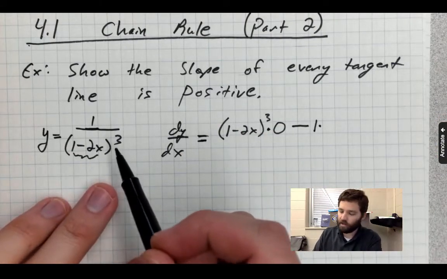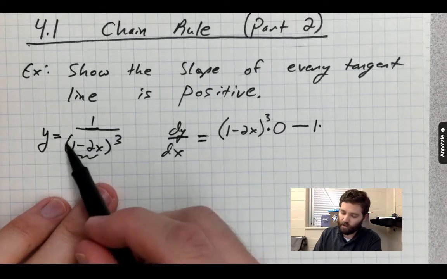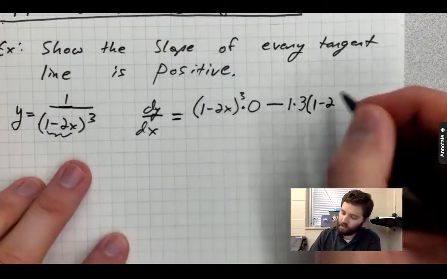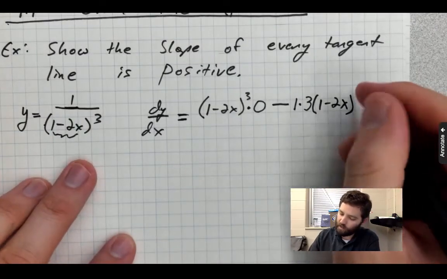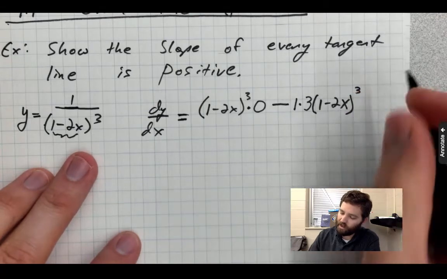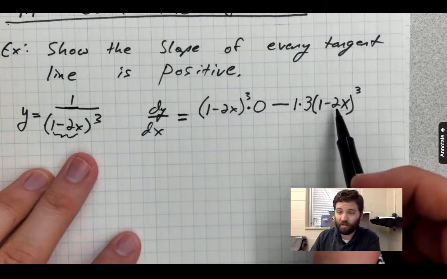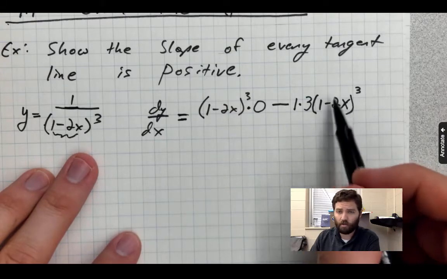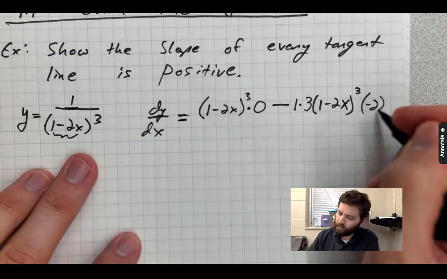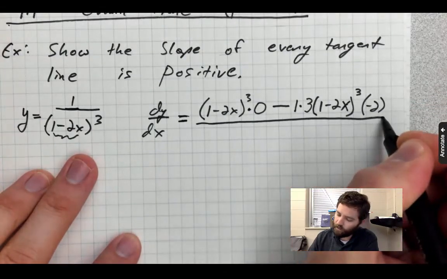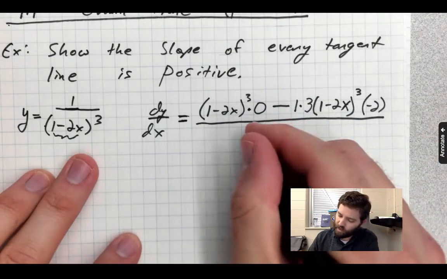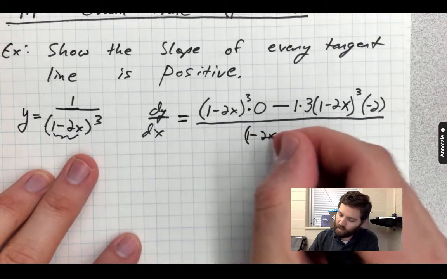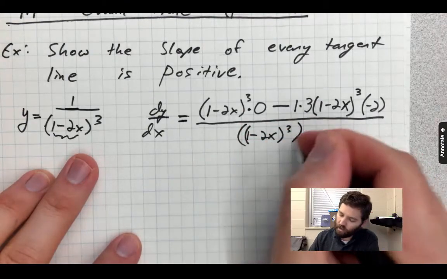Derivative of the bottom is going to be a chain rule. So I'll take the 3 out in front, I'll leave the inside alone, 1 minus 2x, subtract 1 from the power, that's 3, times the derivative of the inside. The derivative of the inside is negative 2, right? Derivative of 1 is 0. Derivative of negative 2x is negative 2. This is all divided by the bottom squared. So I have 1 minus 2x to the third, squared.